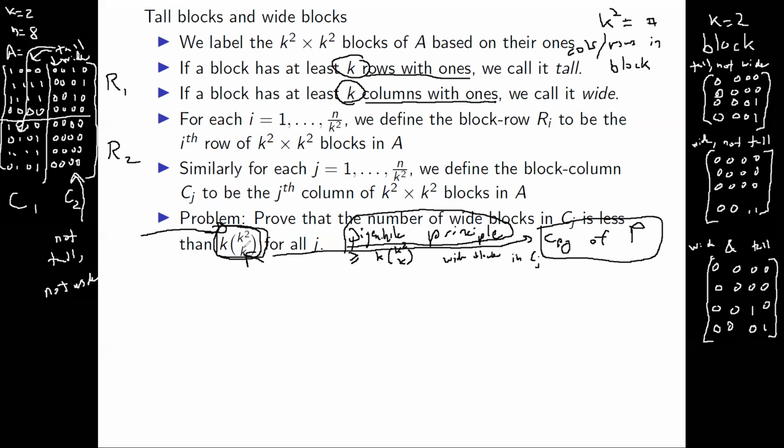So the k squared choose k: the k squared is coming from the number of rows or the number of columns in the block, and the k in the bottom is coming from the number of rows with ones or the number of columns with ones. And we're going to have a statement like this for the number of wide blocks. We're also going to have a statement like this for tall blocks. And I'm going to put that one up now.